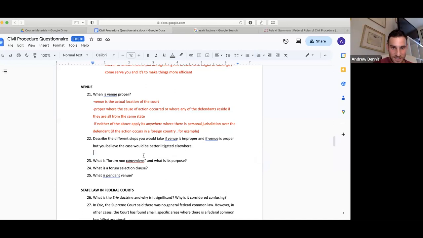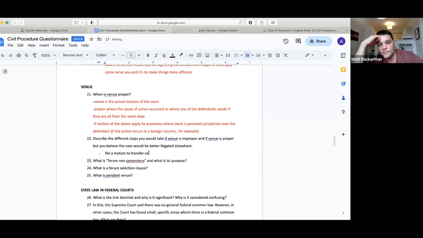Describe the different steps you would take if venue isn't proper, and if venue is proper but you believe the case would be better litigated somewhere else. So we want to transfer venue, right? Yeah. So you would file a motion to transfer venue? Well, this is only when venue is proper. Yes, you file a motion to transfer venue. If venue is improper, file to transfer venue to a proper venue. And then if it's proper but you believe it would be better litigated somewhere else, right?